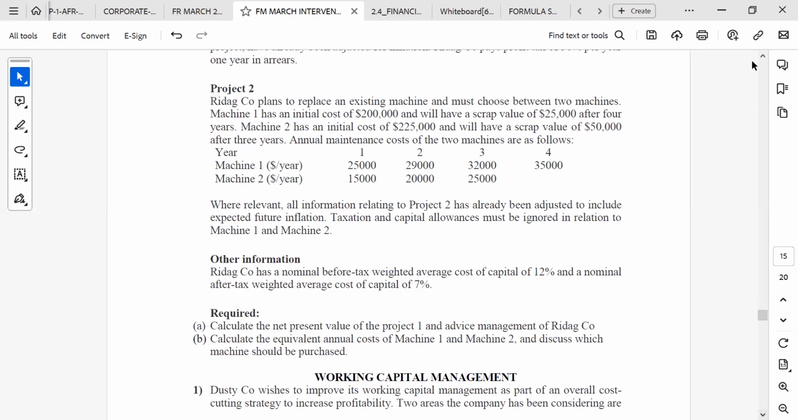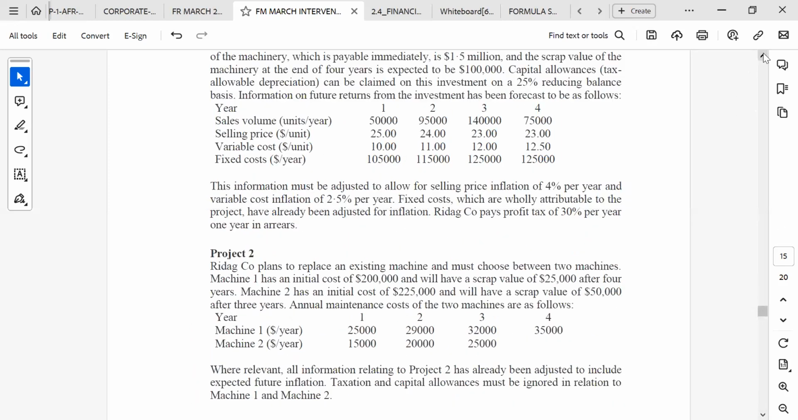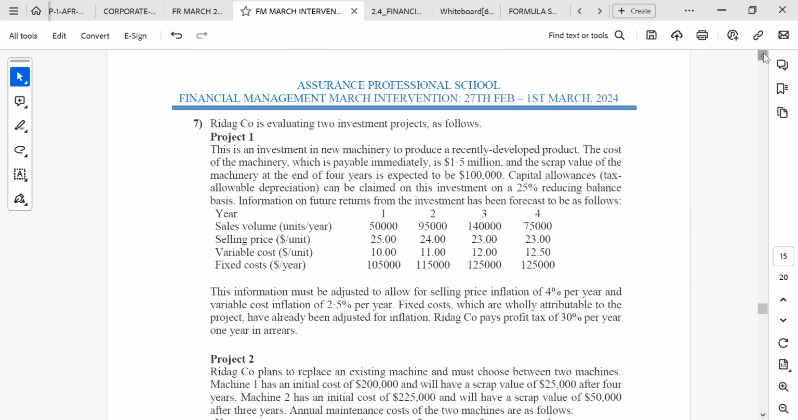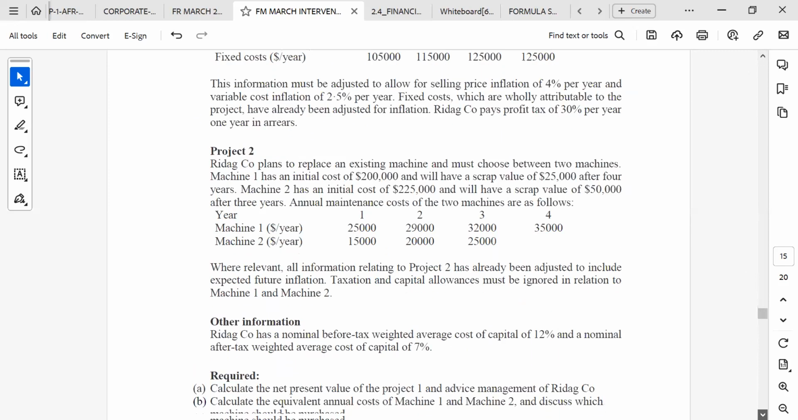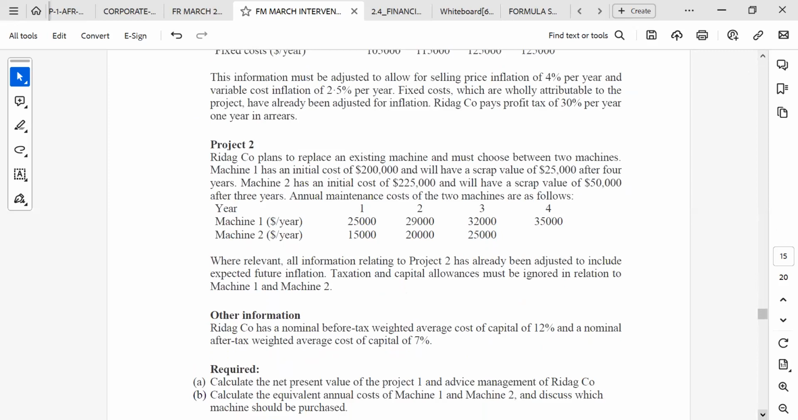The question 1 there is just about NPV. It's just about normal NPV, which we can do. That's why I don't want to waste time on that one. Okay. Let's come here. The question says that you should ignore taxation and what?